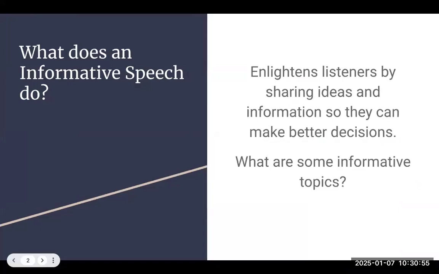Today we are going to be focusing on the second speech that you will be giving this semester, and that is informative speaking. So, what does an informative speech do? It enlightens listeners by sharing ideas and information so that they can make better decisions. I want you to think for a moment about what are some informative topics. And I guarantee you, anything you thought about will actually work as an informative topic.